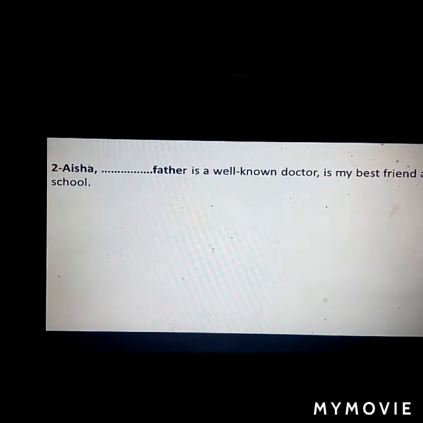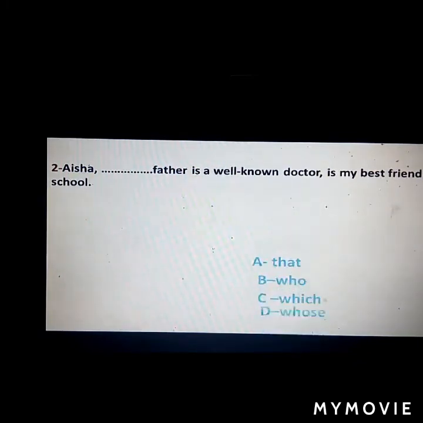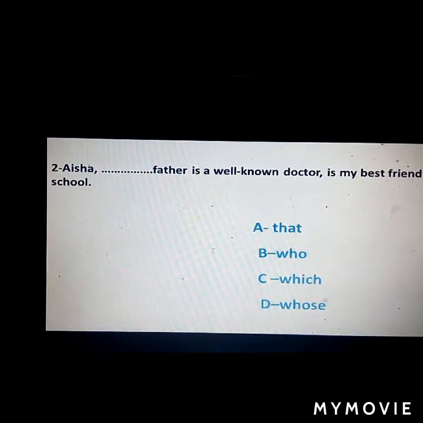Aisha ___ father is a well-known doctor is my best friend at school. Which one is the correct answer? That's right, whose, because the father of Aisha is a well-known doctor.